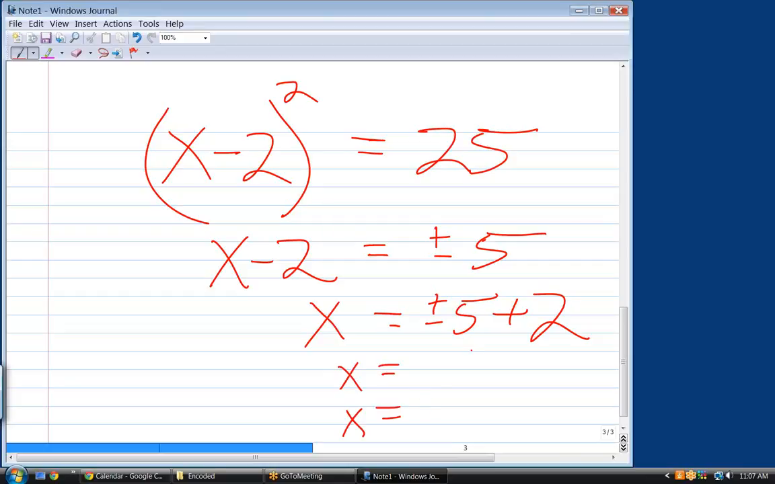X equals 7. And x equals 3? No. A minus 5 added to a plus 2. Oh, minus 3. There you go. And there's your two solutions. And notice that wouldn't have come quite so easily if we would have tried difference of perfect squares. I guess it actually would have been okay, but this is the way you want to solve those problems. This is kind of the fourth technique for factoring.